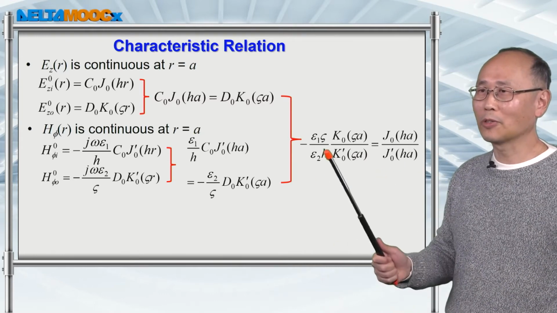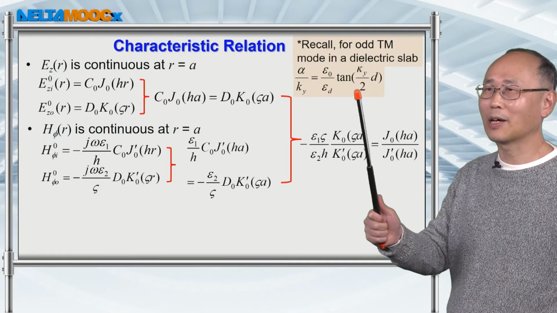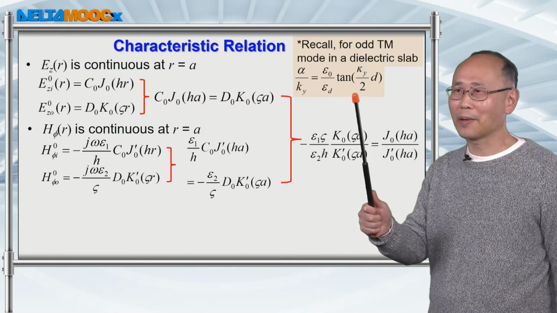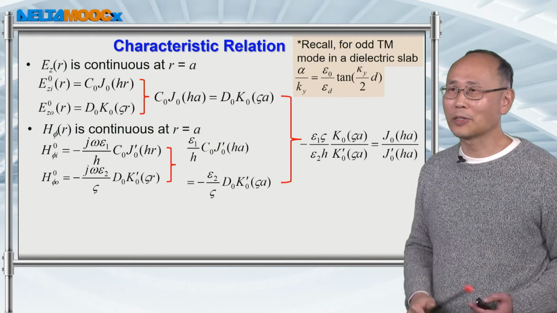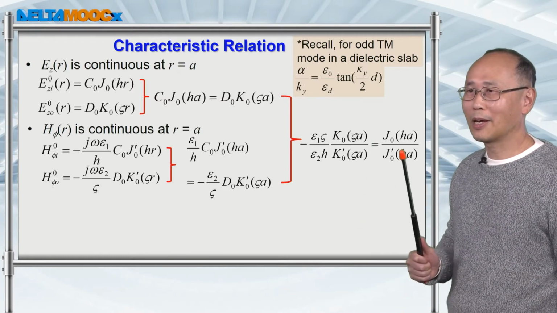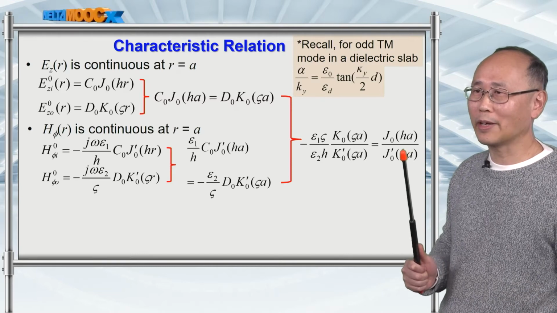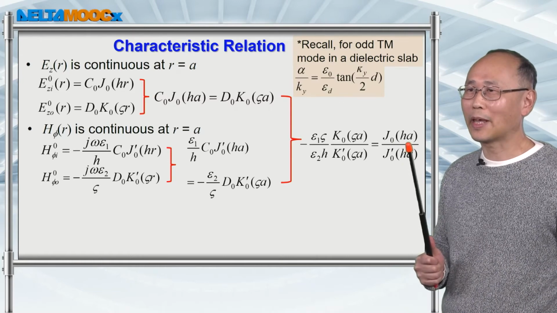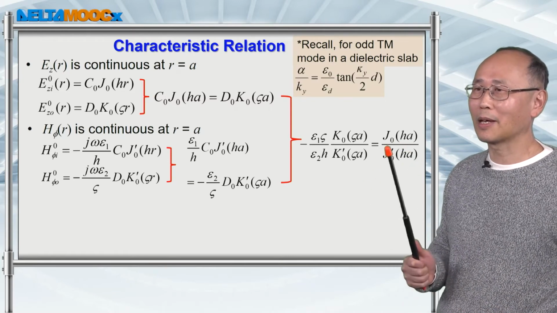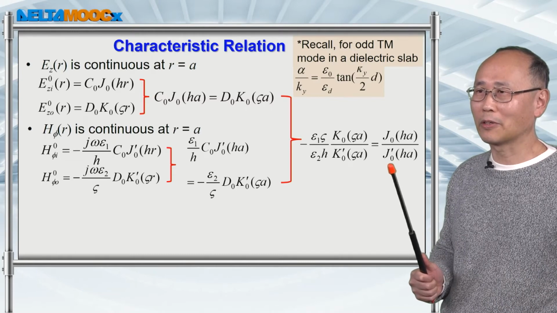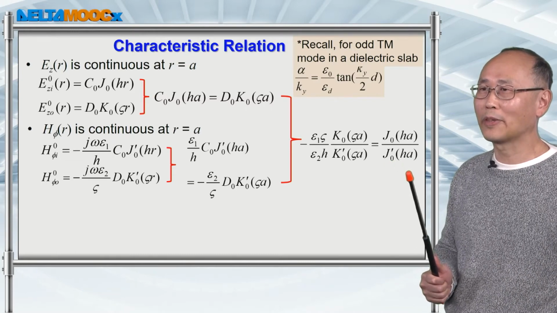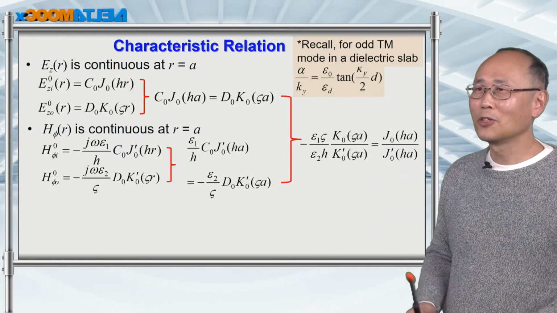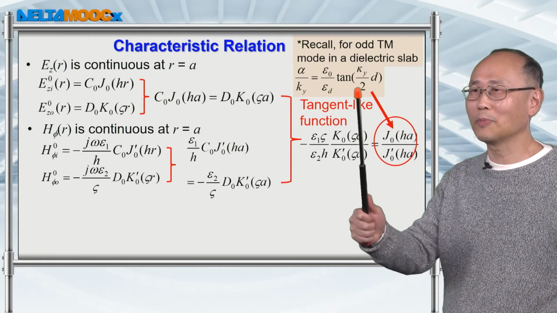At this moment, I want you to compare this equation with the characteristic equation we obtained from a dielectric slab waveguide. If you compare these two, you see the similarity, because I want to remind you that this J and J prime are sinusoidal-like solutions with the large argument. So this means that the right-hand side of this transcendental equation is nothing more than a tangent or cotangent-like function. So these two are very similar to each other.